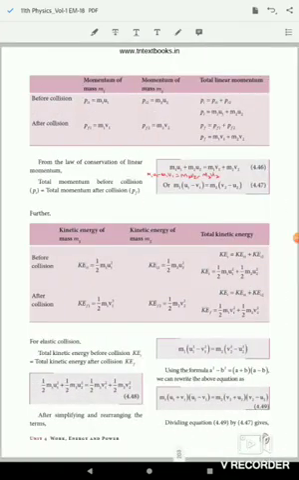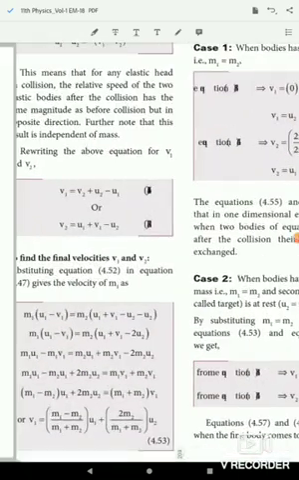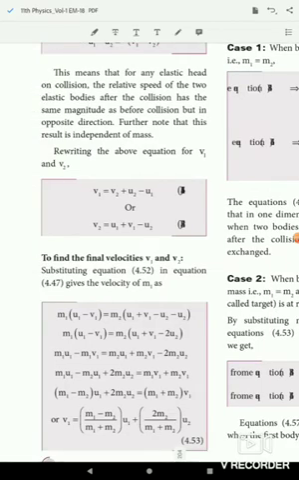That is in this equation. So m1(u1 − v1) = m2(u1 + v1 − 2u2). Okay, so m1(u1 − v1) equals m2 into (u1 + v1 − 2u2).